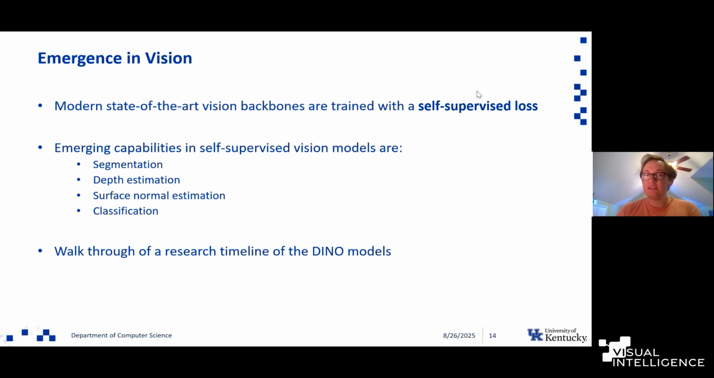So, emergent capabilities in self-supervised models. If you're training on some general loss, you'll often find that your model is now capable, after the fact, of segmentation, depth estimation, surface normal estimation, and also classification. So the single model is capable of doing all of these different things. With that in mind, we'll do a walkthrough of a research timeline of the DINO models, which is a very great vision backbone out of Meta. And we'll talk about how emergent capabilities for the DINO models were found and discovered throughout the years.